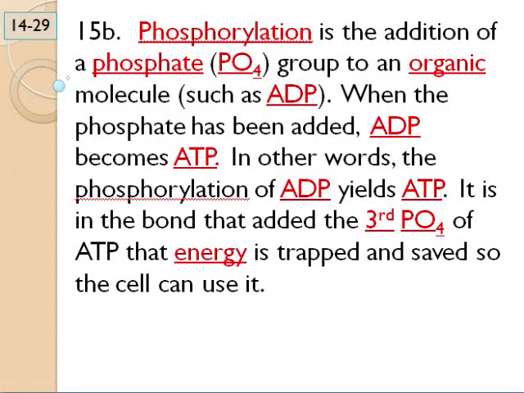ADP is the dead battery. But when you put on that third phosphate, that dead battery is a charged battery. Then you can use it. If you just pull off the phosphorus, out comes the energy. Okay?